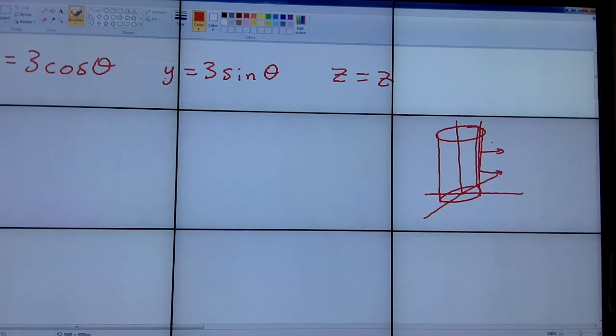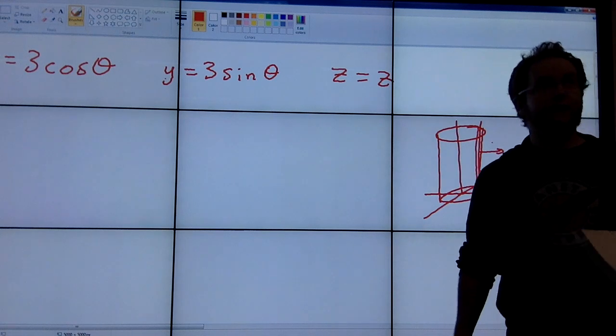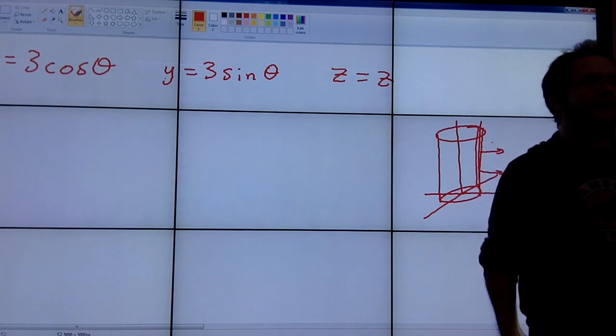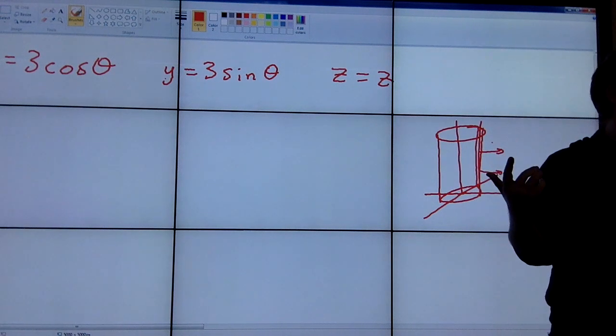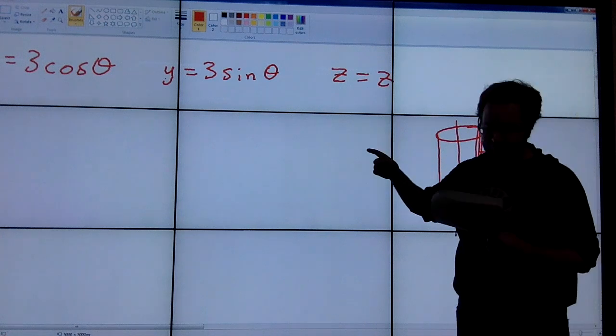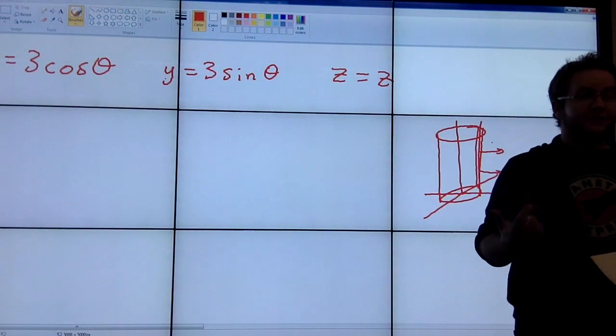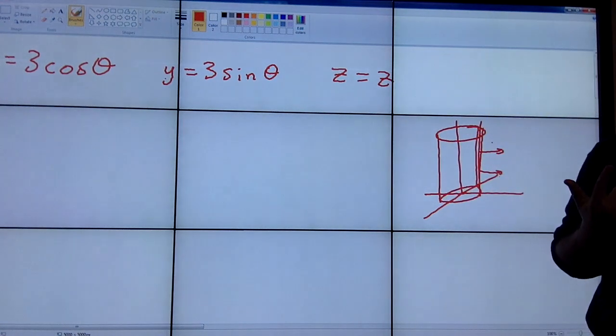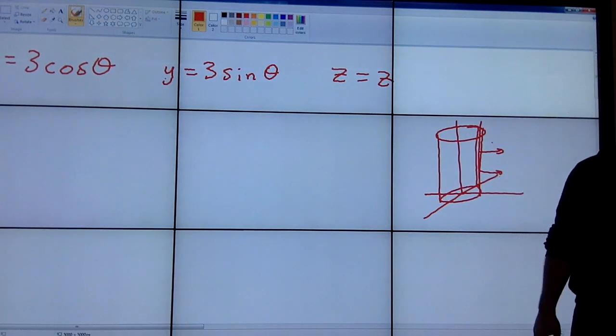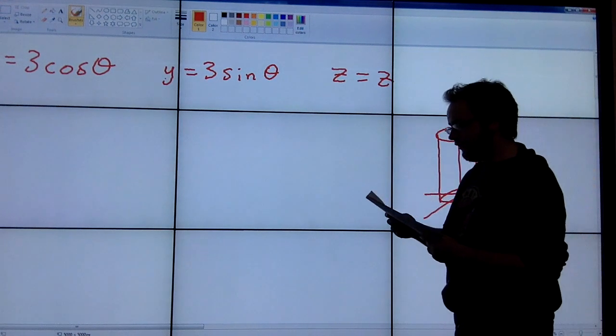So whatever axis the cylinder is on is the axis that gets set equal to itself. Yeah, that's a good way of saying it. His question was, whichever axis the cylinder is centered on is the variable that gets its own parameter. This is a cylinder that opens up along the z-axis, so z gets its own parameter: z equals z. Okay, what are the bounds on theta?